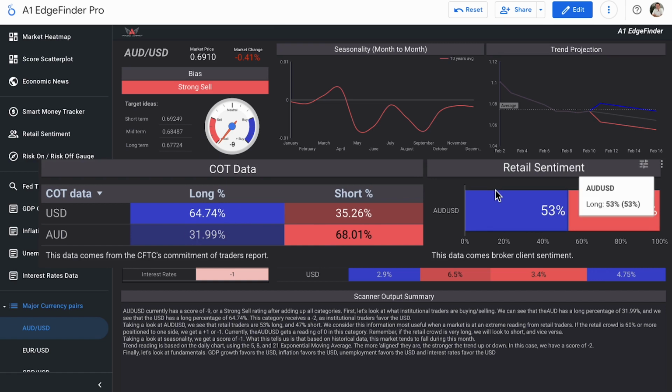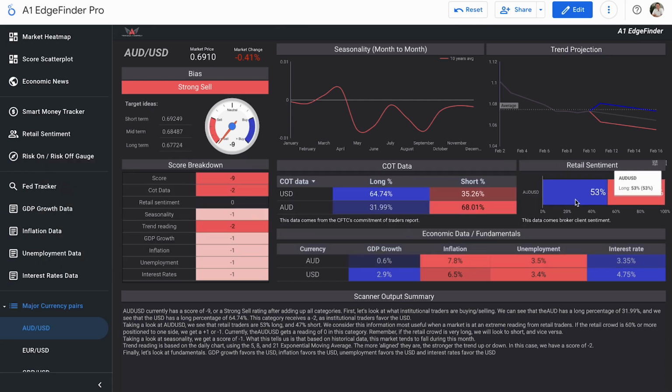Retail sentiment, on the other hand, 53% long, 47% short. So we're too close to 50-50 to call it either long or short bias. Yes, there is a slight favoritism on the long side. 53%, that's just 3% over 50-50. That's why we're getting this 0 or a neutral score right here.